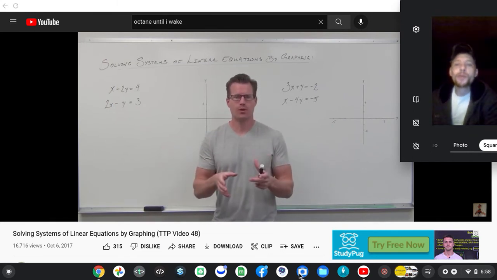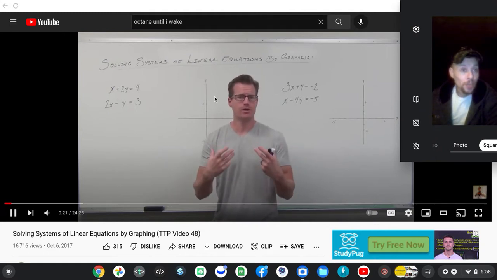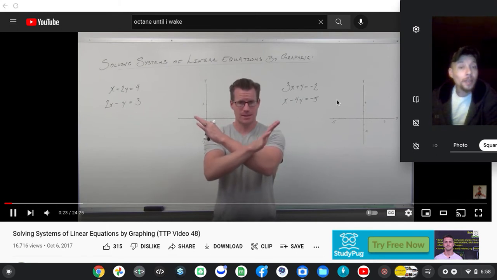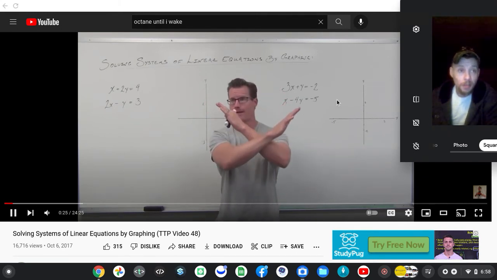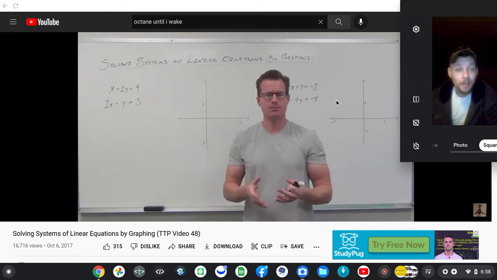What we're looking for is the point that's common to both of them. That means where they cross, because that's the only point on both lines. It's on both of them. It's gotta work in both equations.